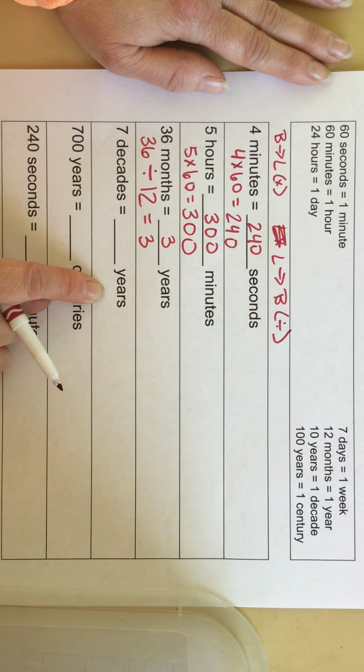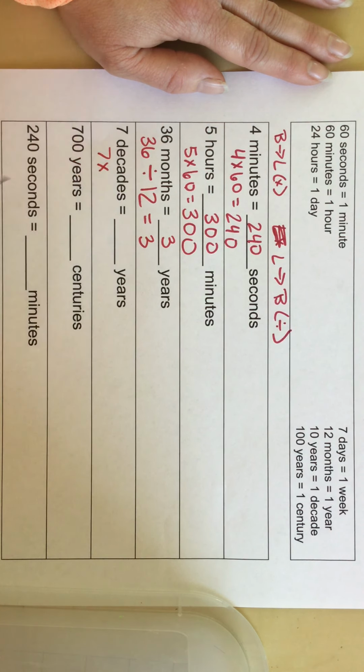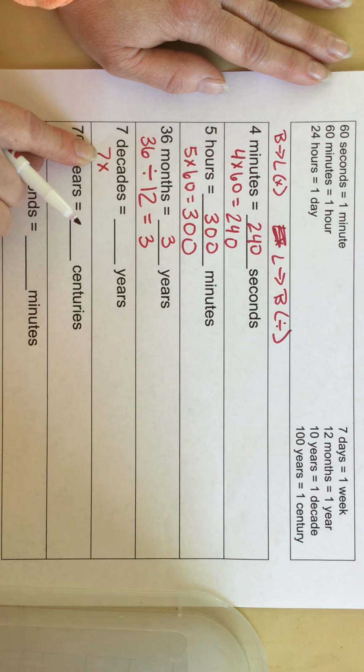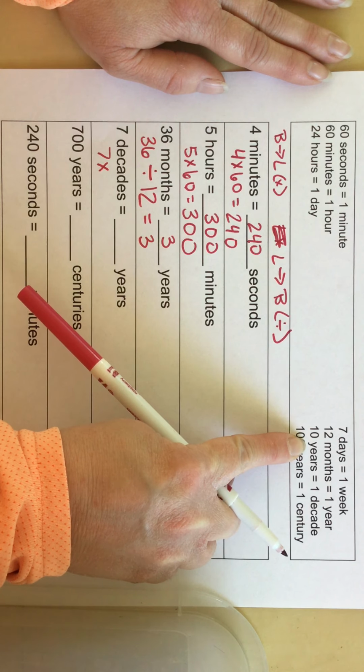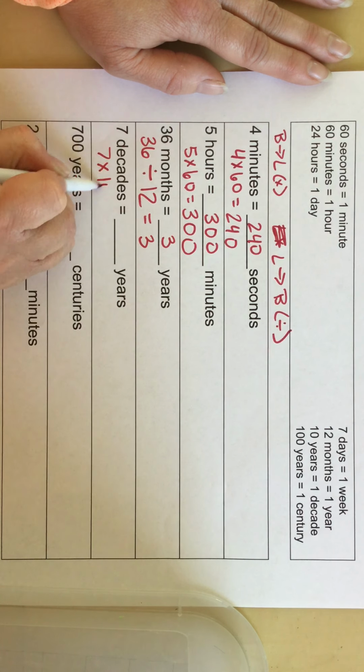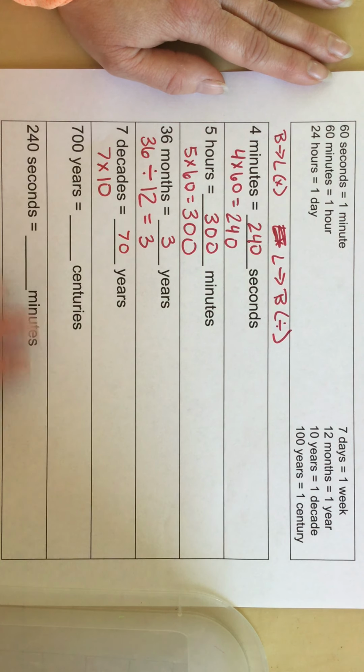7 decades equals how many years? Decades is bigger than years, so we're going from big to little, so we're multiplying. 7 times 10, because there's 10 years in 1 decade. 7 times 10, that should be easy, is 70.